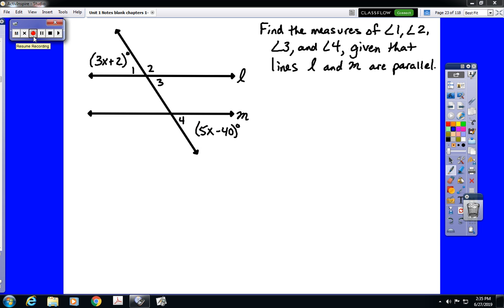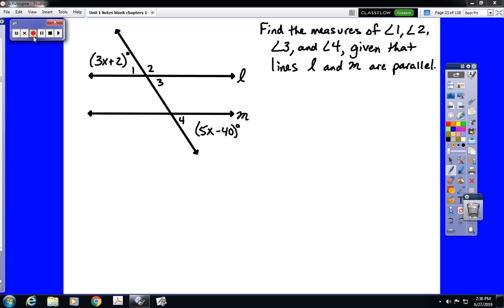Alright, the second video here for section 1-2 in your trigonometry book is going to be applications of what we talked about in the first video, which was vertical angles, corresponding angles, alternate interior, alternate exterior, consecutive interior, and consecutive exterior. It says, find the measures of angles 1, 2, 3, and 4, given that lines L and M are parallel.